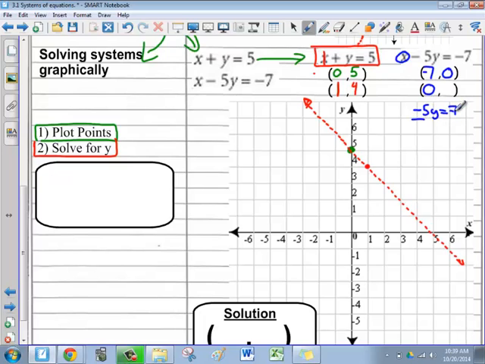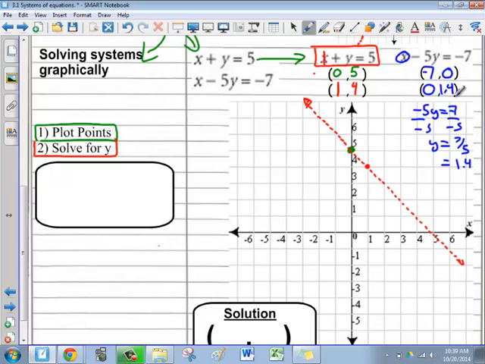So I divide, or -7. So I divide by -5 on both sides. So I got y is equal to 7/5. Okay, that's like 1.4. So it's not a clean number, but we can work with this. So I got 1.4 here for this number.